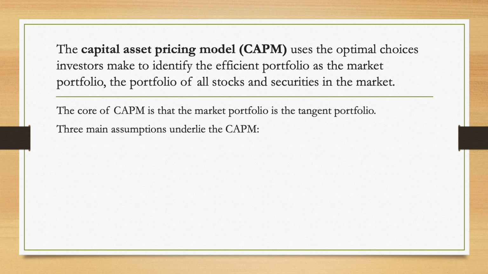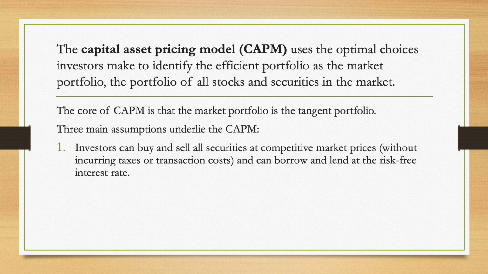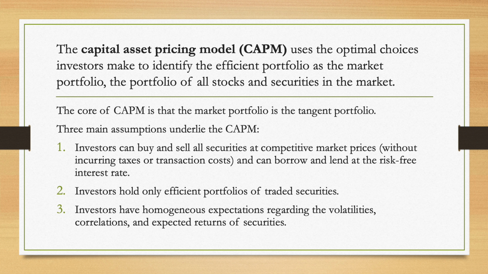There are three main assumptions underlying the model. One, investors can buy and sell all securities at competitive market prices without tax or transaction costs, and they can borrow and lend at the risk-free interest rate. Two, investors hold only efficient portfolios of traded securities. Three, investors have homogeneous expectations regarding the volatilities, correlations, and expected return of securities.